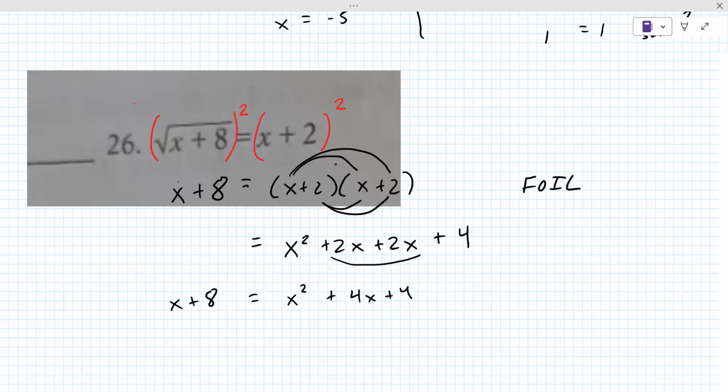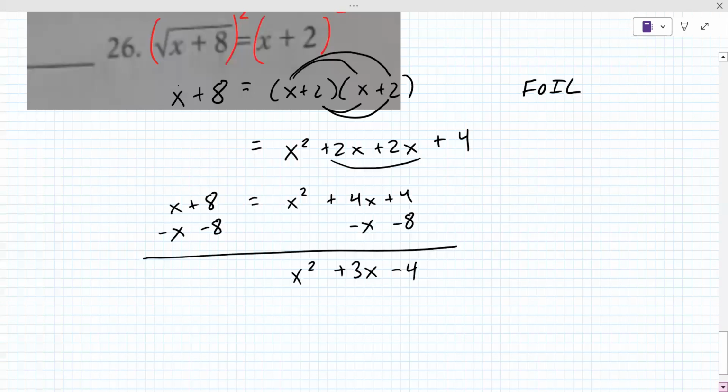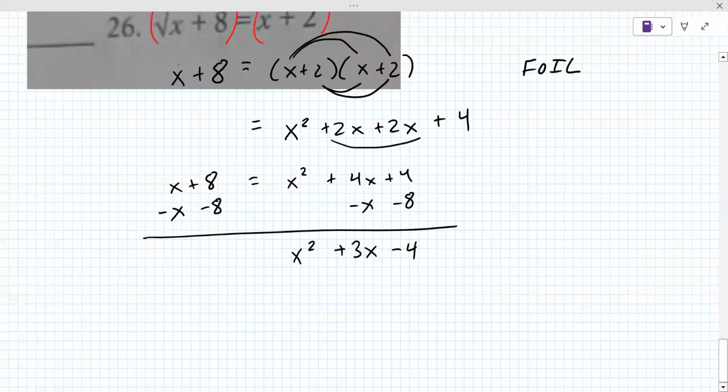Would be 2x, 4x, it's 4, okay. And then, so now you can subtract x from both sides and subtract 8 from both sides. So you have x squared minus, I'm sorry, plus 3x minus 4. And I think that's it.